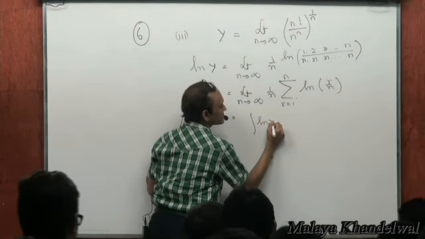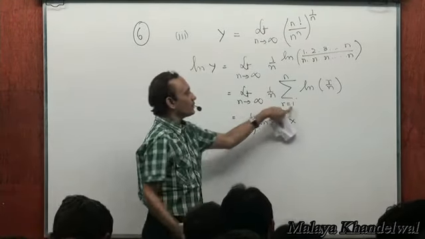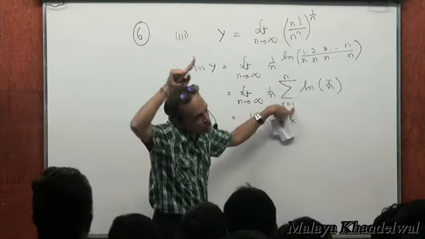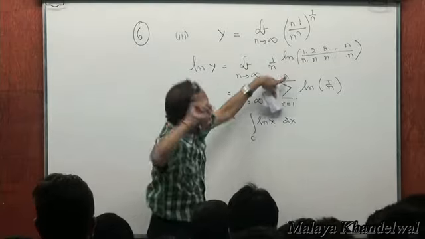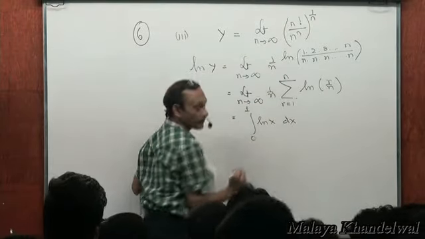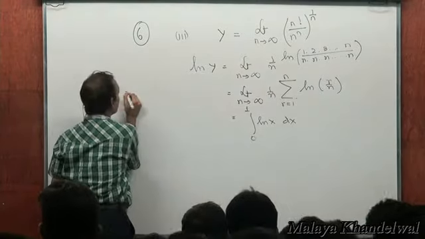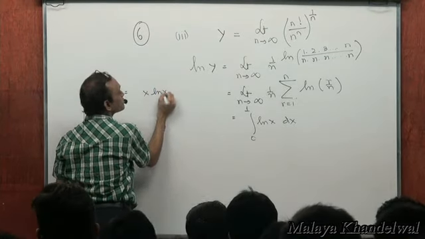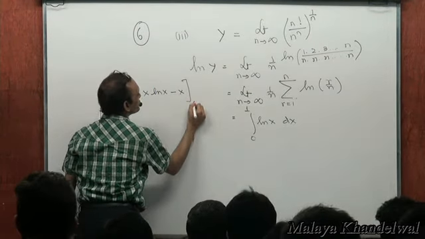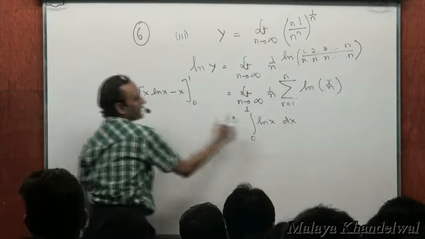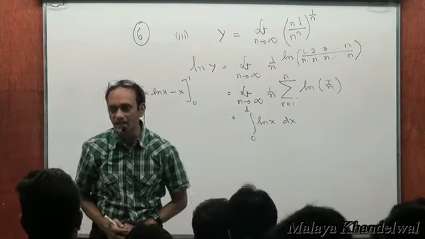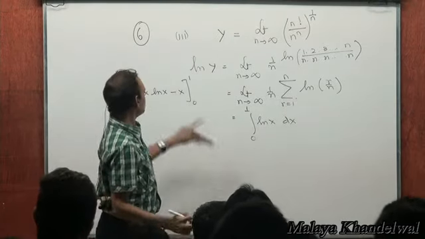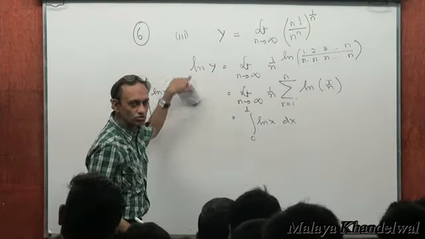So log x dx, 1 by n as n tends to infinity is 0, n by n as n tends to infinity is 1. All of you by this time know, x log x minus x, x runs from 0 to 1, right? When you integrate this by parts, all of you know how to do this, right? ln x, x ln x minus x, x changes from 0 to 1.